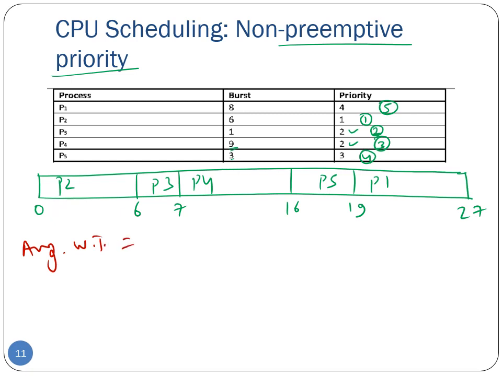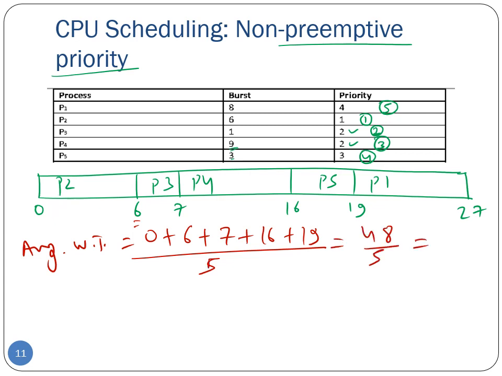So here again P2 had a wait time of 0, P3 started at 6, so its wait time is 6, P4 started at 7, P5 had to wait for 16 time units, and P1 had to wait for 19 time units. So just add all of this and divide by 5. This gives 48 divided by 5, which is 9.6 time units.